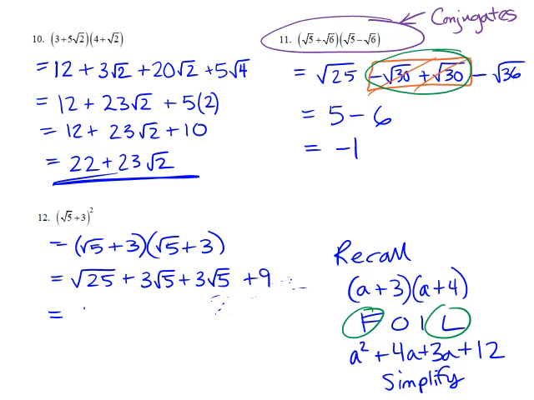Simplifying, the square root of 25 is 5. 3 times the square root of 5 plus 3 times the square root of 5, those are like terms, so we can add them. 3 plus 3 is 6, but you keep the common square root of 5, plus 9. And then 5 plus 9 is 14, plus 6 times the square root of 5.